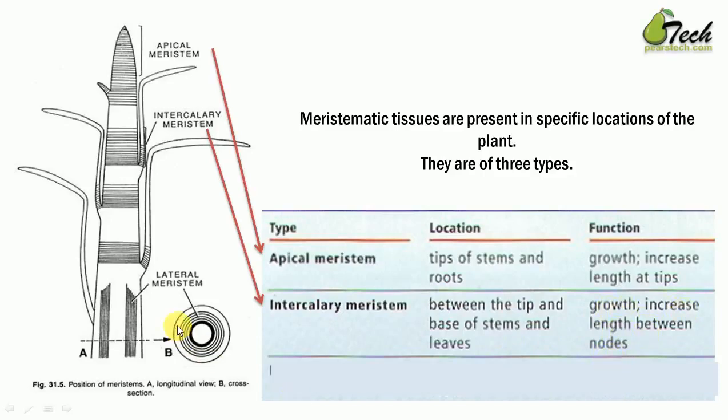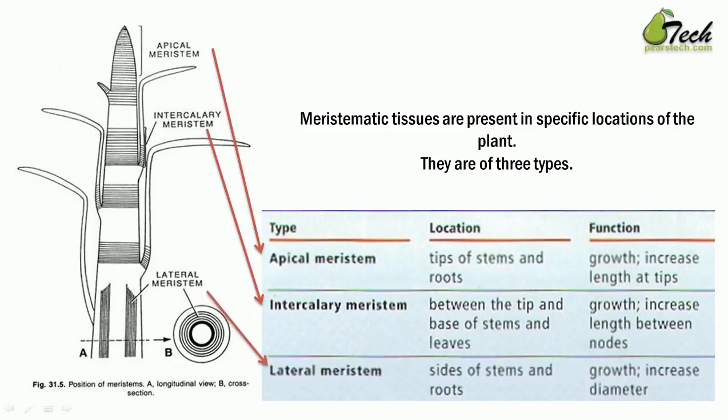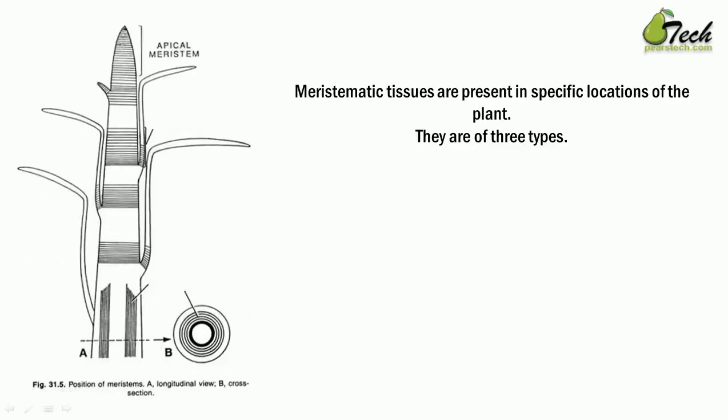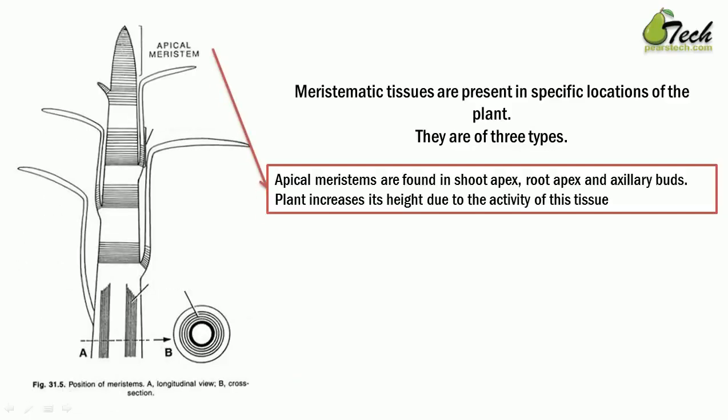And the last one is the lateral meristem. Here in the bottom part the diameter will increase. That is the job of the third, the lateral meristem. It is at the sides of the stem, and you can see it's parallel to the stem, and its growth increases the diameter. That is in charge of the diameter. Now let's see, meristematic tissues are present in specific locations of the plant. There are three types.